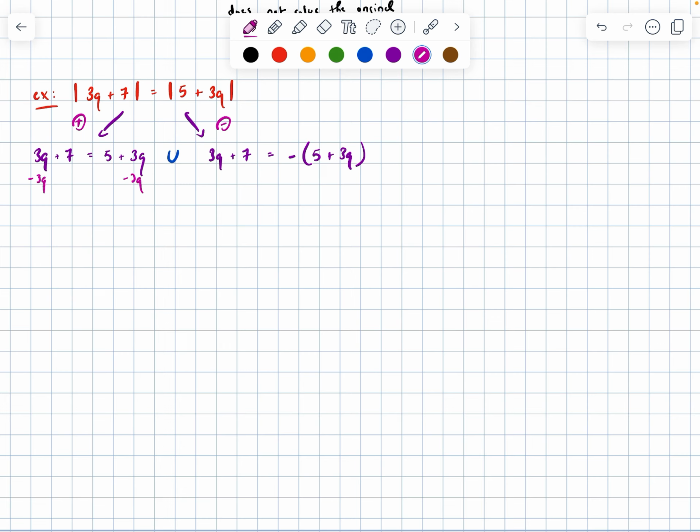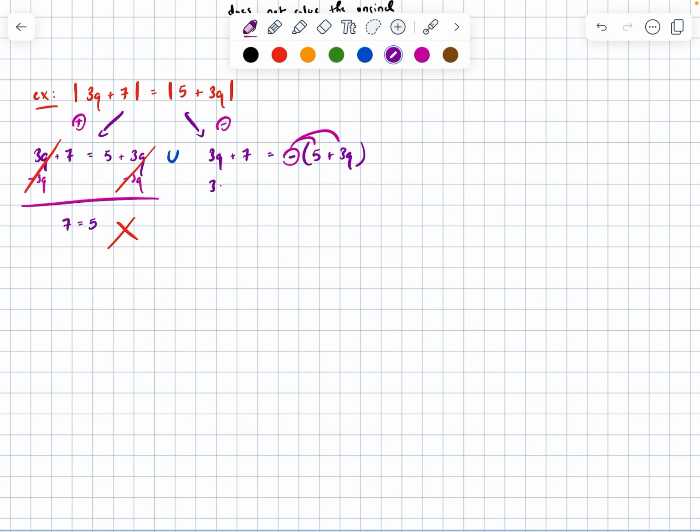On the left, again, I want to get q by itself. Well, I need to subtract 3q from both sides, but when I do that, they both cancel out. So I'm left with 7 is equal to 5. This is a no solutions case. So it's possible that I could have no solutions. Let's check the other side to make sure.